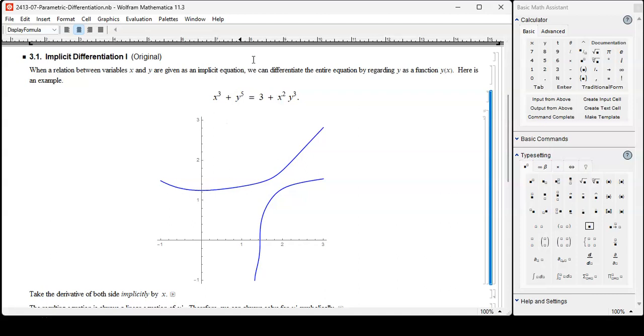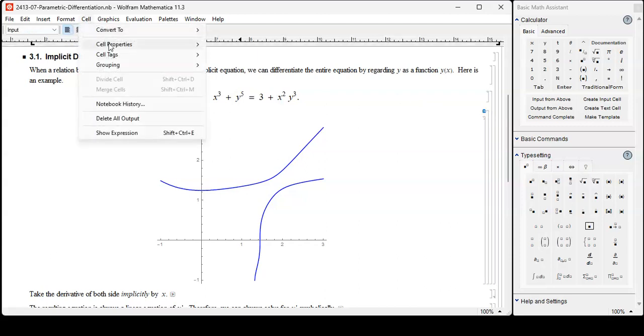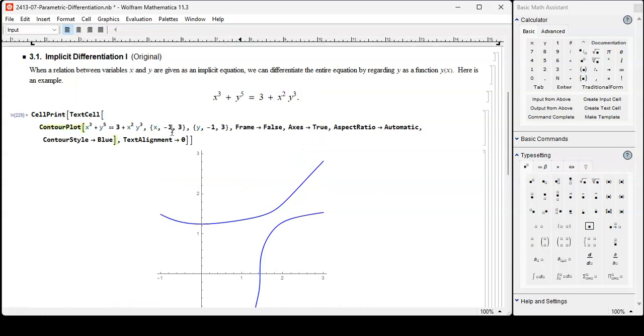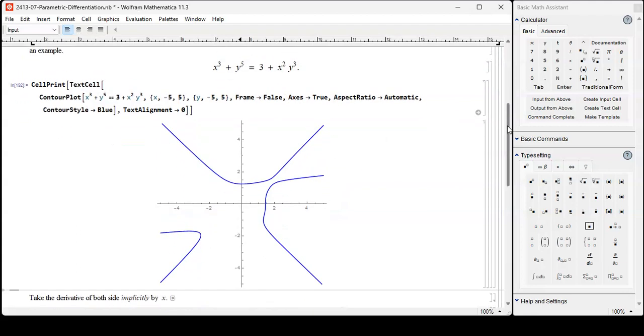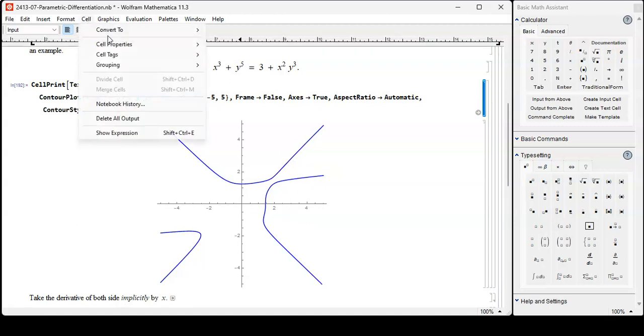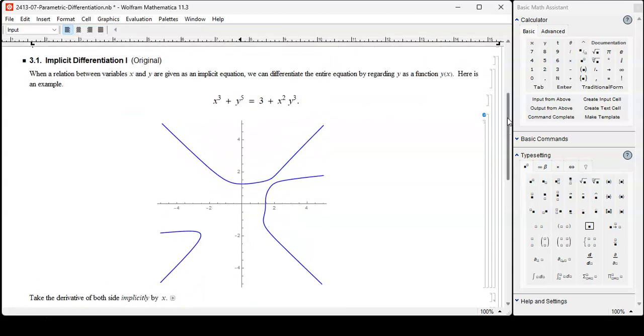It turns out this implicit relation gives rise to not just one curve, but two curves. As a matter of fact, it turned out I was wrong. There are three curves. Here, I drew from -1 to +3 only, but let's go a bit further, -5 to +5. You see, there are three curves. The previous picture was pictured only about this much. That's why I thought there were two curves. In fact, there are three.